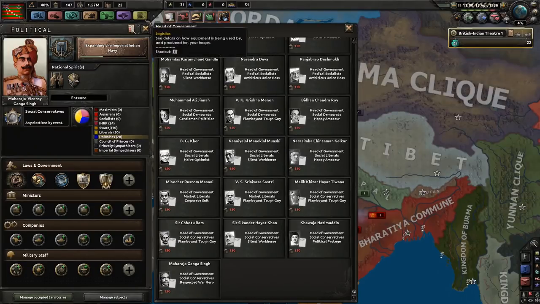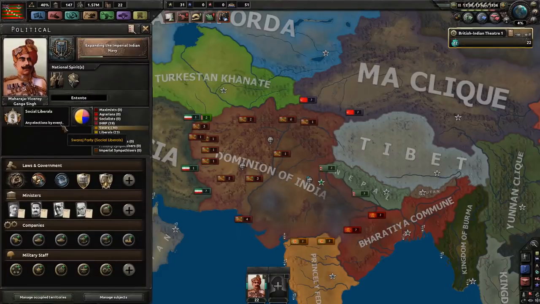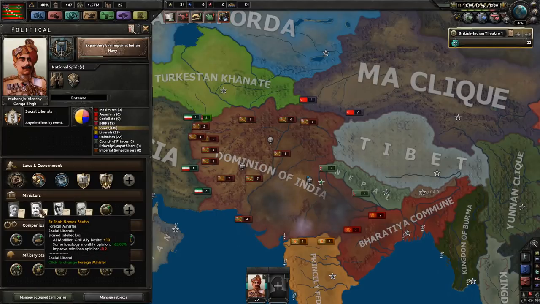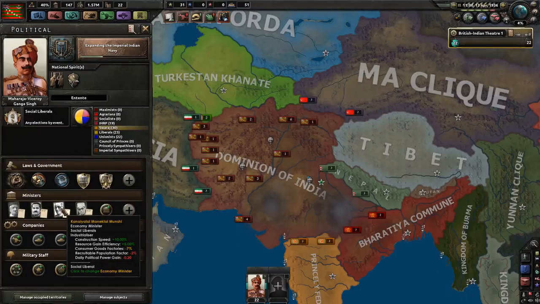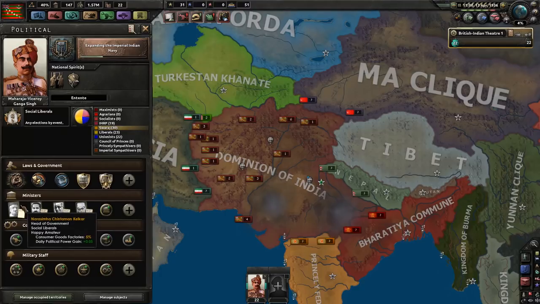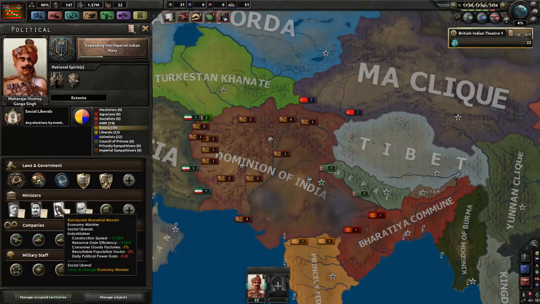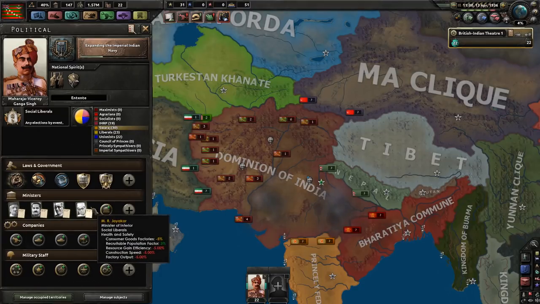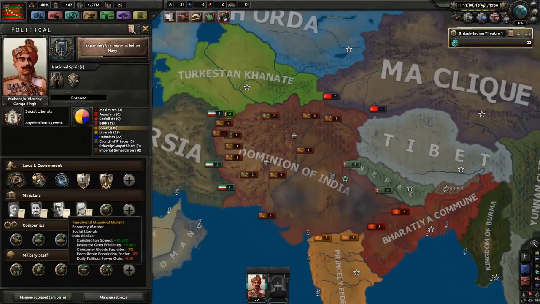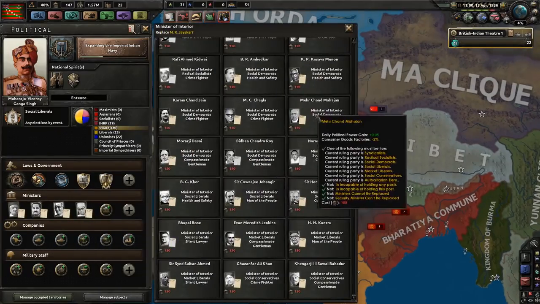So like, for example, if we look at the social liberals, you're going to get more consumer good factories, but also more political power. Better construction. This guy is actually minus 7%, so he cancels out more. This guy has a consumer good factory effect, but he loses political power as well. So yeah, you get very mixed bags. Of course, you could just change your ministers later.